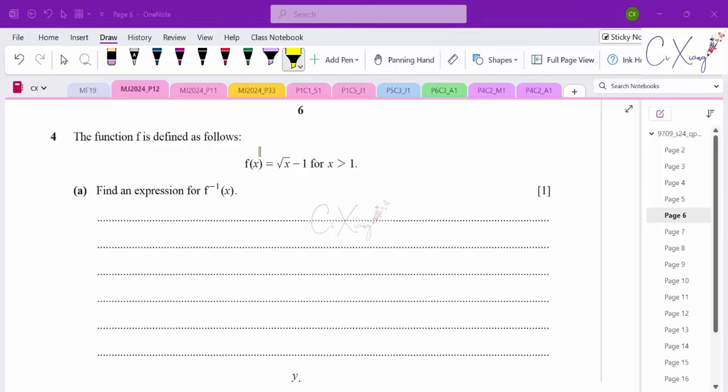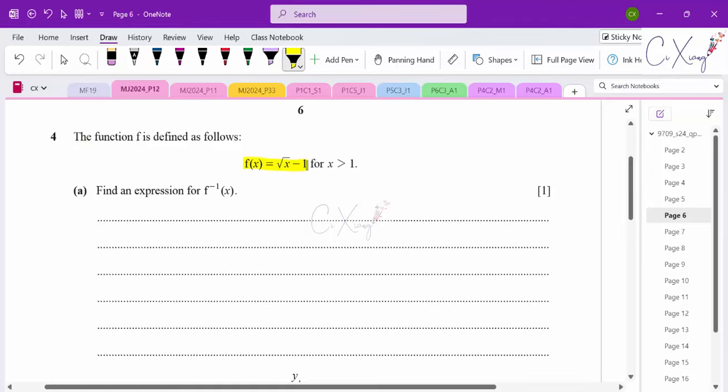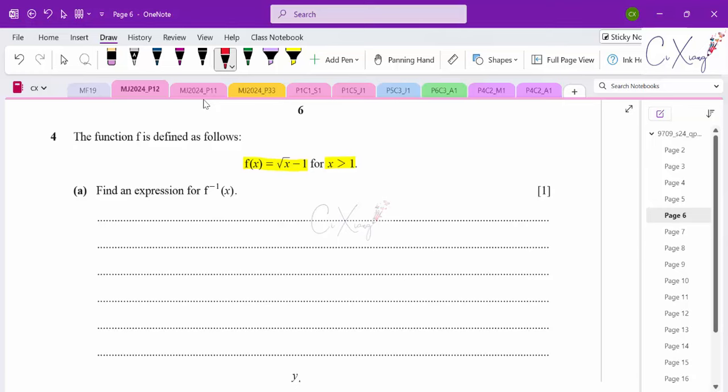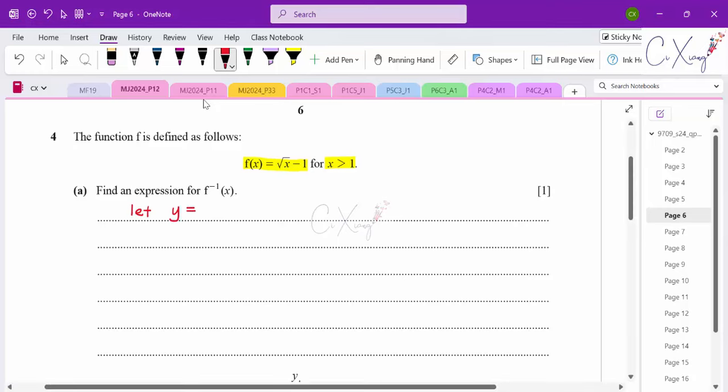Question number 4. We are given a function f(x) for x greater than 1. Find an expression for f inverse x. To find the inverse function, usually I will let y equal the original function. Then I want to rewrite it as x equals something in terms of y. That will be my inverse function.